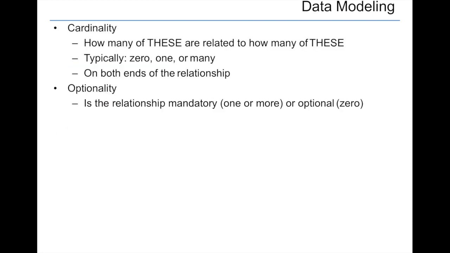So cardinality is how many of these are related to how many of those. Typically 0, 1, or many is how we describe it, and on both ends of the relationship. Optionality asks whether the relationship is mandatory or optional. So this can be one or more, or for an optional relationship, you could have 0.